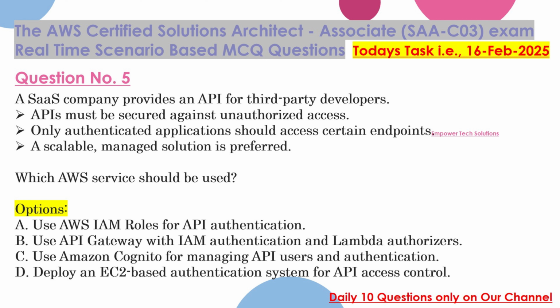Options: A. Use AWS IAM roles for API authentication. B. Use API Gateway with IAM authentication and Lambda authorizers. C. Use Amazon Cognito for managing API users and authentication. D. Deploy an EC2-based authentication system for API access control.